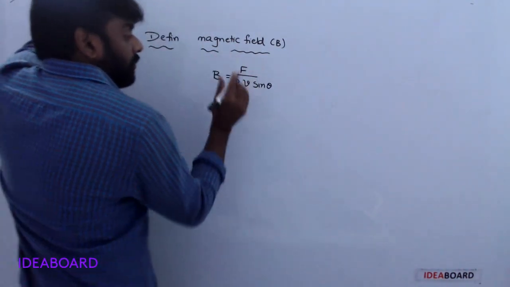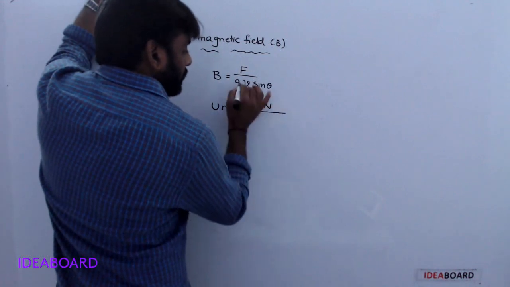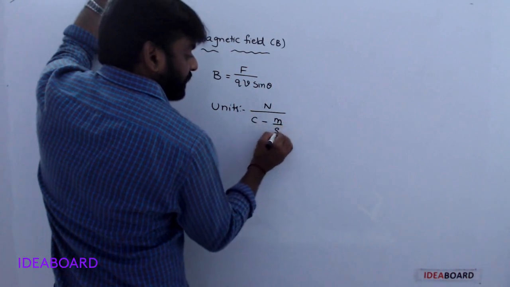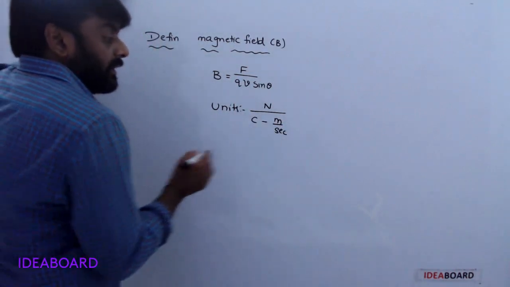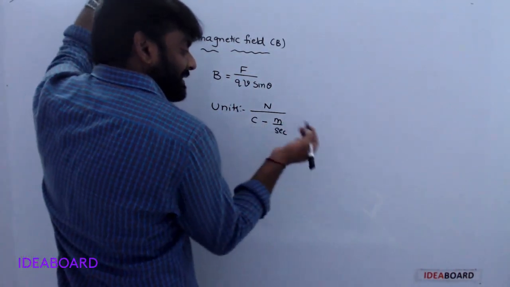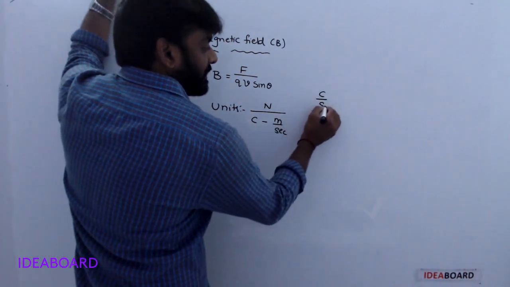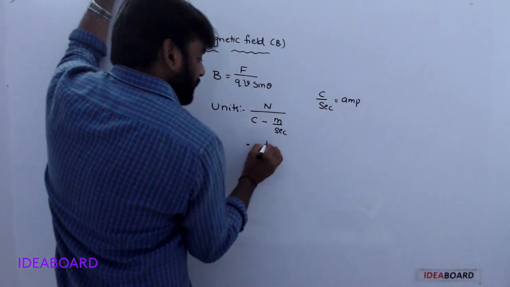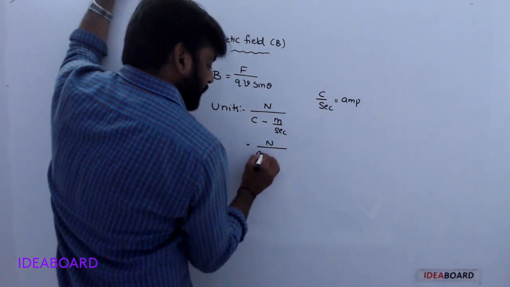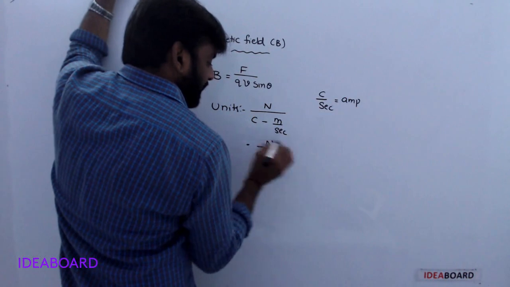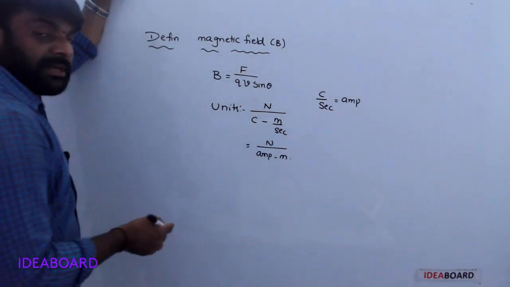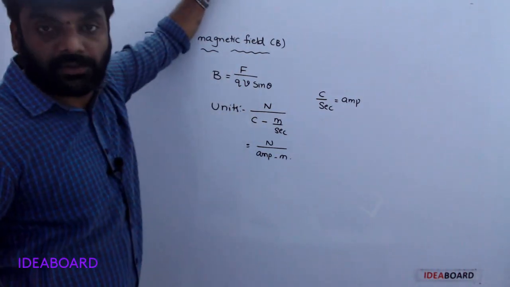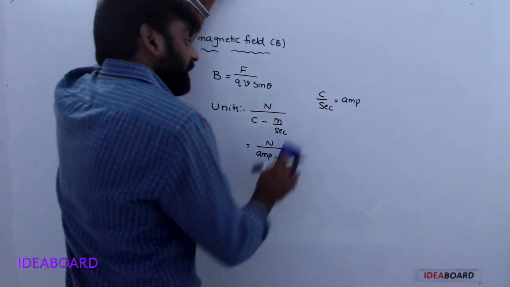Units: force Newton, charge Coulomb, velocity meter per second. Now, Coulomb by second is nothing but ampere. That means Newton per ampere meter. Newton per ampere meter is the unit of magnetic field.